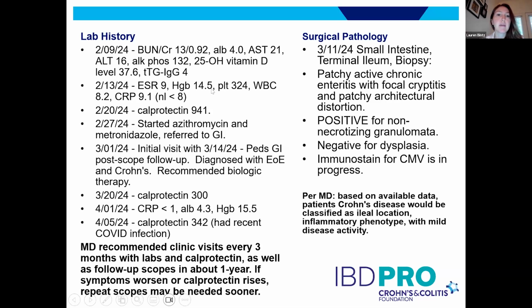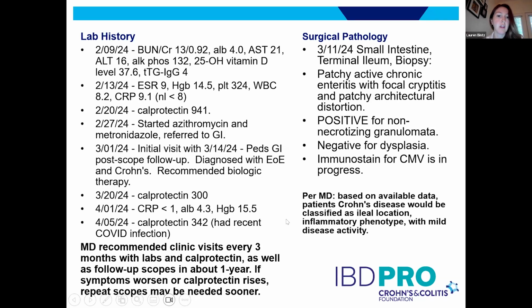Some of the labs that stood out to me, primarily, I was looking at his hemoglobin, which had been normal in February and then normal again in April. And so that was reassuring. Vitamin D had been drawn in February as well, and that was normal. Calprotectin had been decreasing since the patient had started this diet.